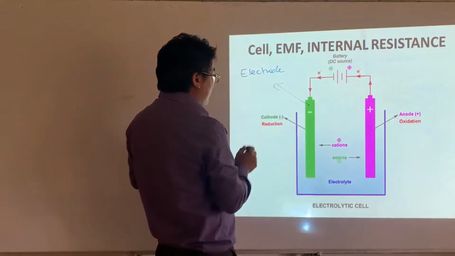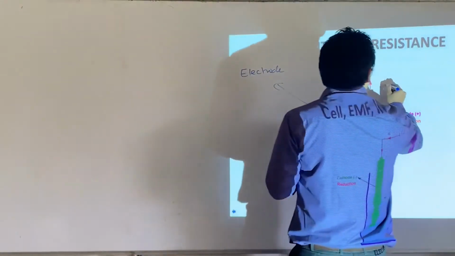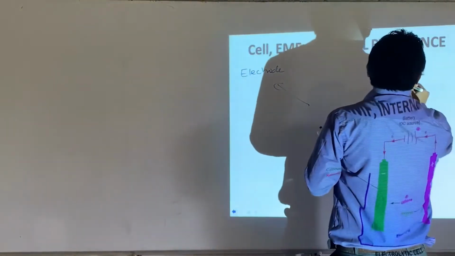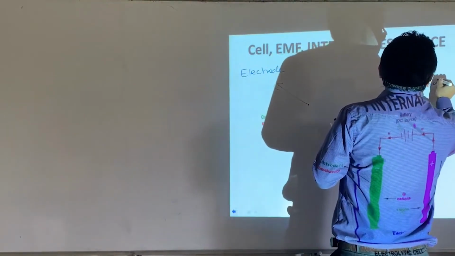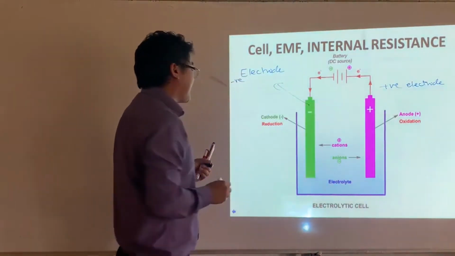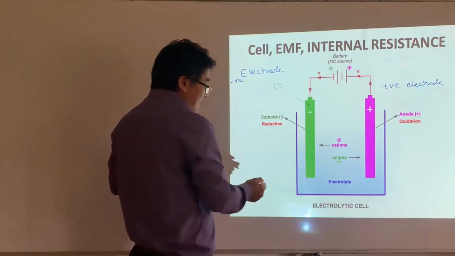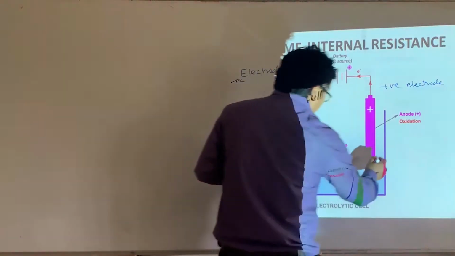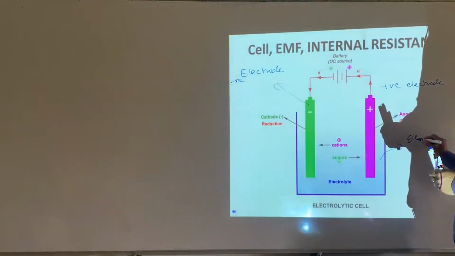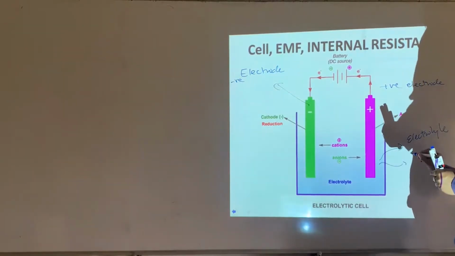One is called the cathode, another one is called the anode. The anode is a positive electrode. This is a positive electrode. And this is a negative electrode, which we call the cathode. And then we have what we call the electrolyte. This is the solution. This is what we call the electrolyte, or electrolytic solution.